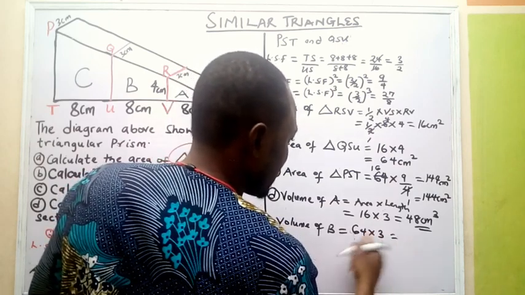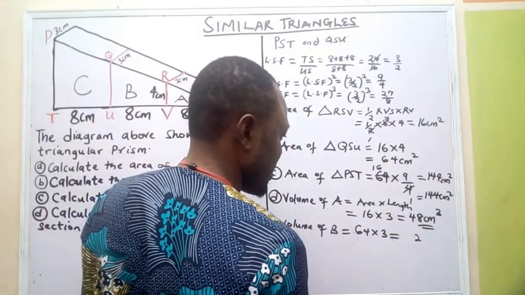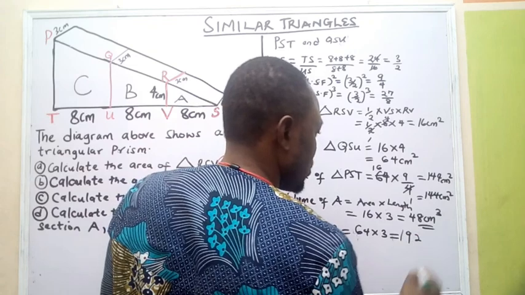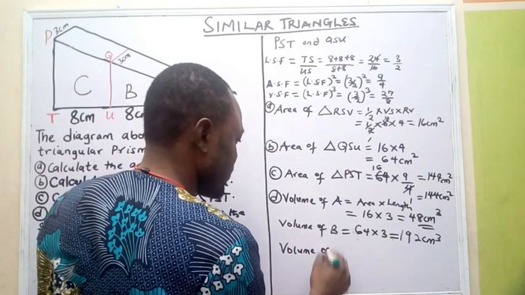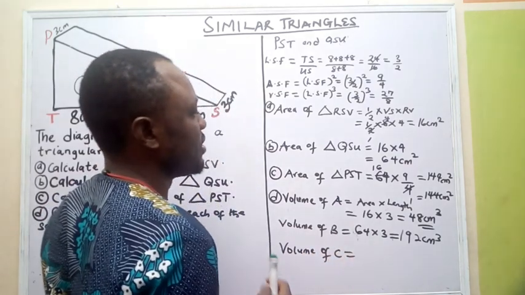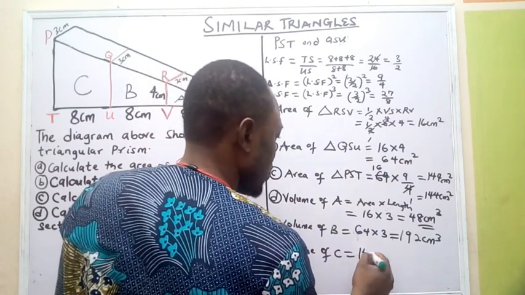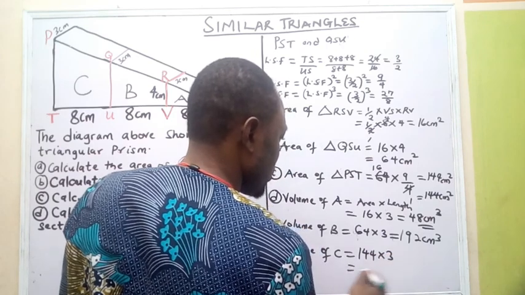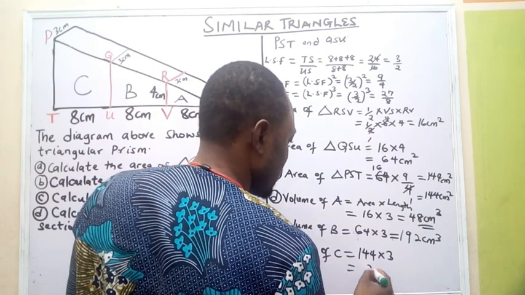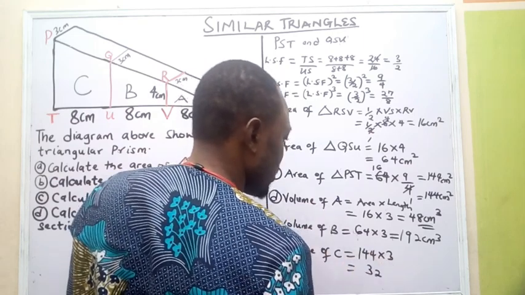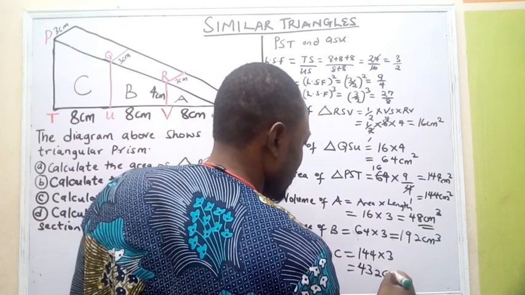This is 12, write down 2, carry 1. 3 times 6 is 18 plus 1, 19, so 192 centimeters cubed. Now the volume of C will be the area of PST multiplied by the length. So the area of PST is 144 times 3. So 3 times 4, 12, write down 2, carry 1. 3 times 4, 12, plus 1, 13, write down 3, carry 1. 3 times 1 is 3, plus 1 is 4, so 432 centimeters cubed.